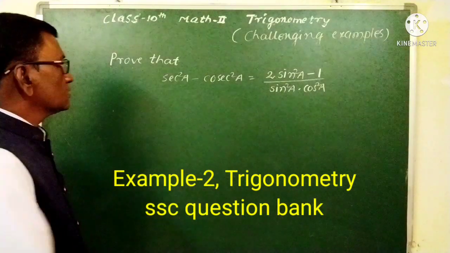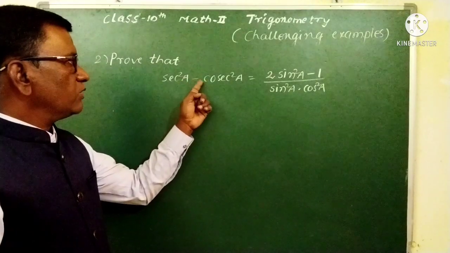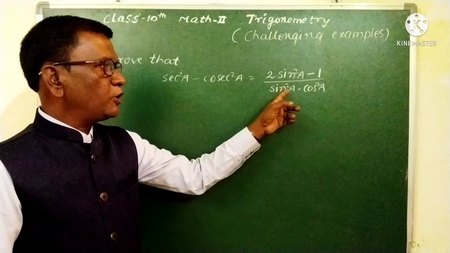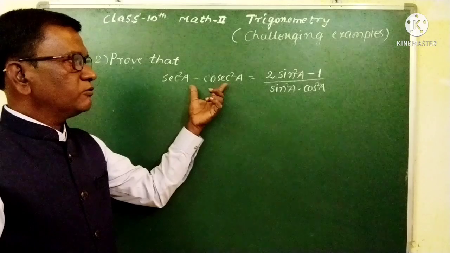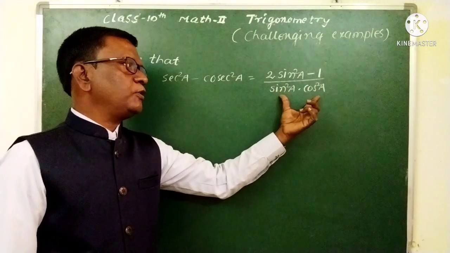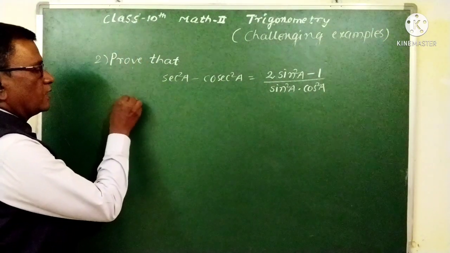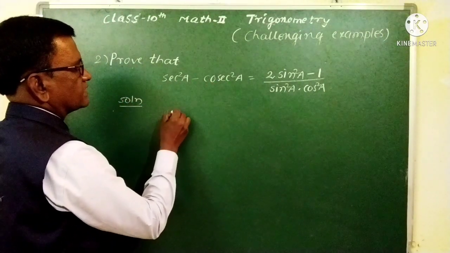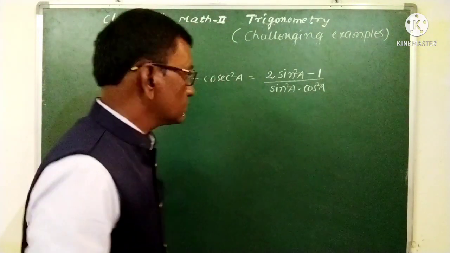Next example is: prove that sec square A minus cosec square A equal to 2 sin square A minus 1 upon sin square A into cos square A. This is given, we have to prove it is equal to 2 sin square A minus 1 upon sin square A into cos square A. Let us see, this is LHS, take LHS and prove it is equal to RHS.